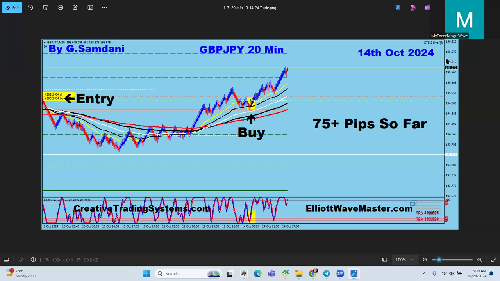So this is one other trade on the 14th. This is pound yen. I started then. So pound yen from the 20-minute chart. This is the entry here by the book, my setup here. This yellow mark shows my entry here. Buy order, SL moved to break even plus. This is a 75 pip plus trade here.